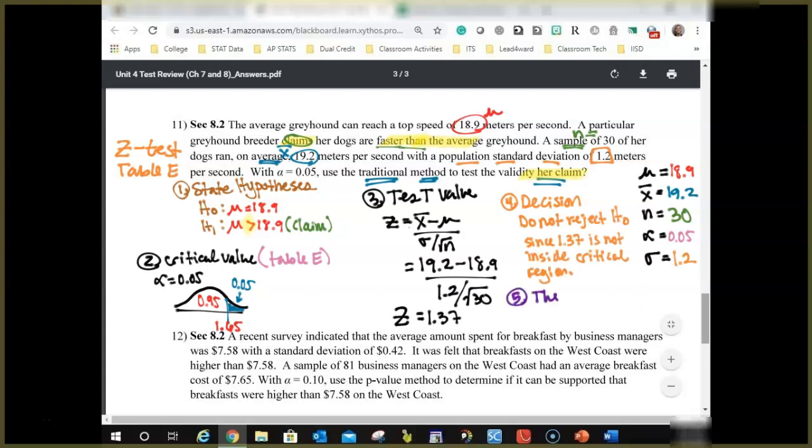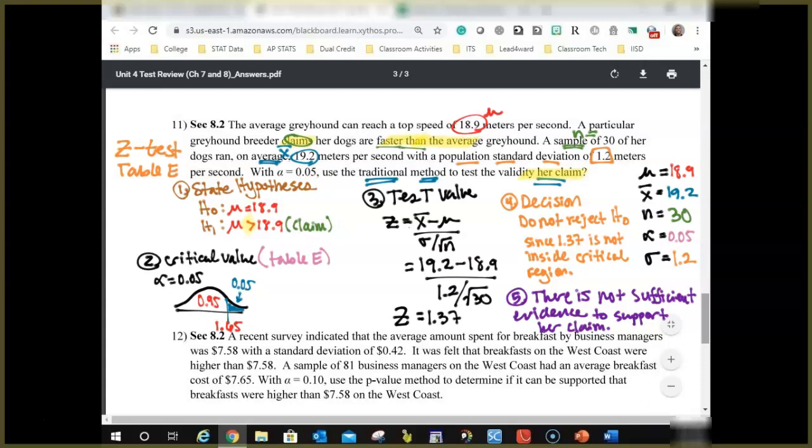So when I write my little statement now, there is not sufficient evidence to support her claim. So hopefully that makes sense. Because we are deciding not to reject the null hypothesis, that means her claim cannot be supported. Her greyhounds are no faster than the average greyhound. They essentially have the same speed in meters per second, even though on average hers might have run a little faster. Essentially, or statistically, it's more or less the same speed. They're not that fast.